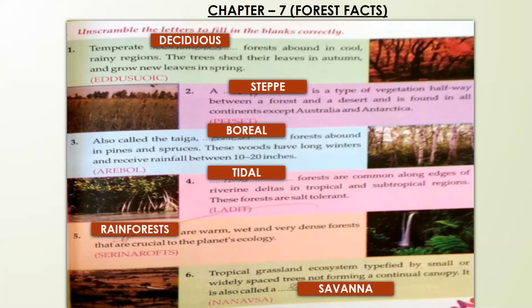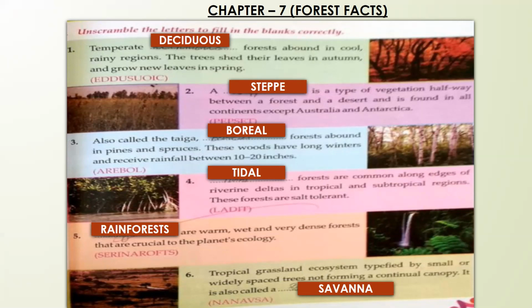Next is dash forests are common along edges of riverine deltas in tropical and subtropical regions. These forests are salt tolerant. So when you unscramble these letters, you will get tidal. Next, fifth is dash are warm, wet and very dense forests that are crucial to the planet's ecology. So the answer is rainforests.